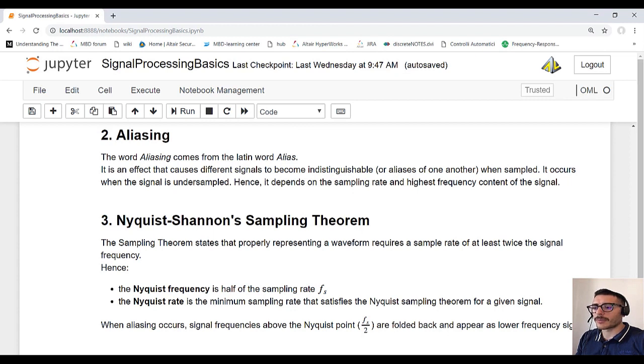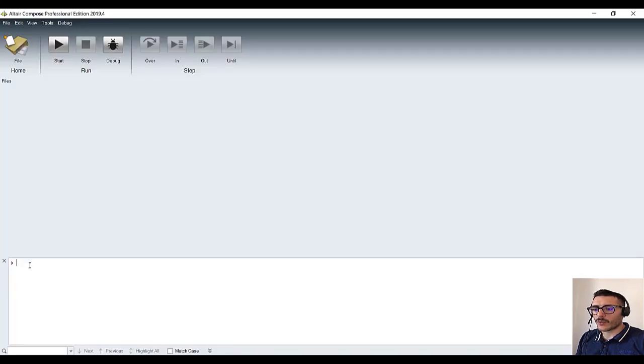But now let's recap this important concept with an app we built in Compose. So let's open Compose. We are leaving the Compose notebook for a while. And through the command window, we can run this app.